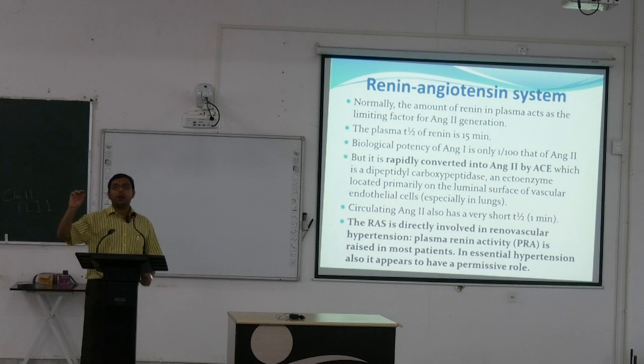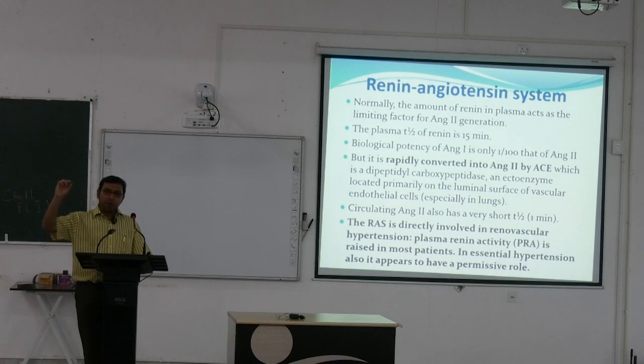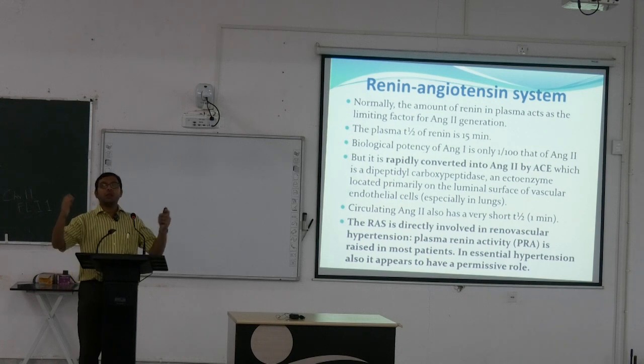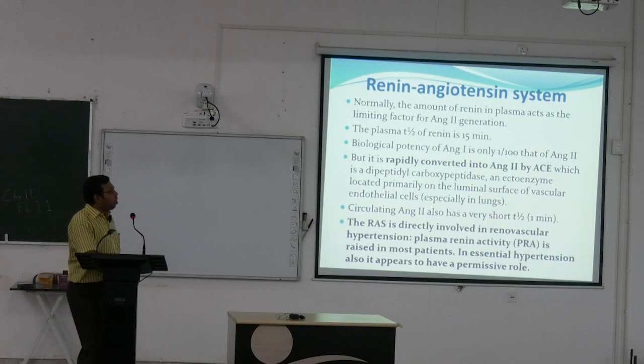This angiotensin converting enzyme, in the presence of renin, converts angiotensin 1 to angiotensin 2. And angiotensin 2, in all prospects, increases the blood pressure. In short, circulating angiotensin 2 also has a very short half-life. Now this RAS system is directly involved in renovascular hypertension.